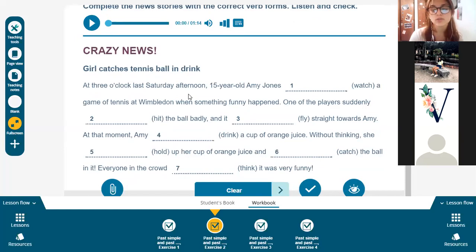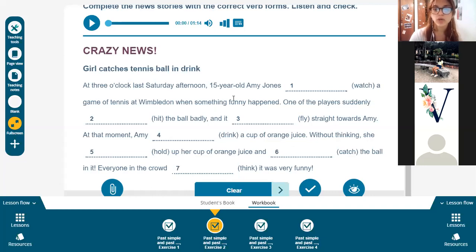Fran Diaz, can you do the first one? The first sentence? Yes. Oh, also you need to put the verbs in brackets in the correct form, sorry if I didn't explain. Okay. Crazy news. Girl catches tennis ball in drink. At 3 o'clock last Sunday afternoon, 15-year-old Amy Jones watched a game of tennis at Wimbledon when something funny happened.